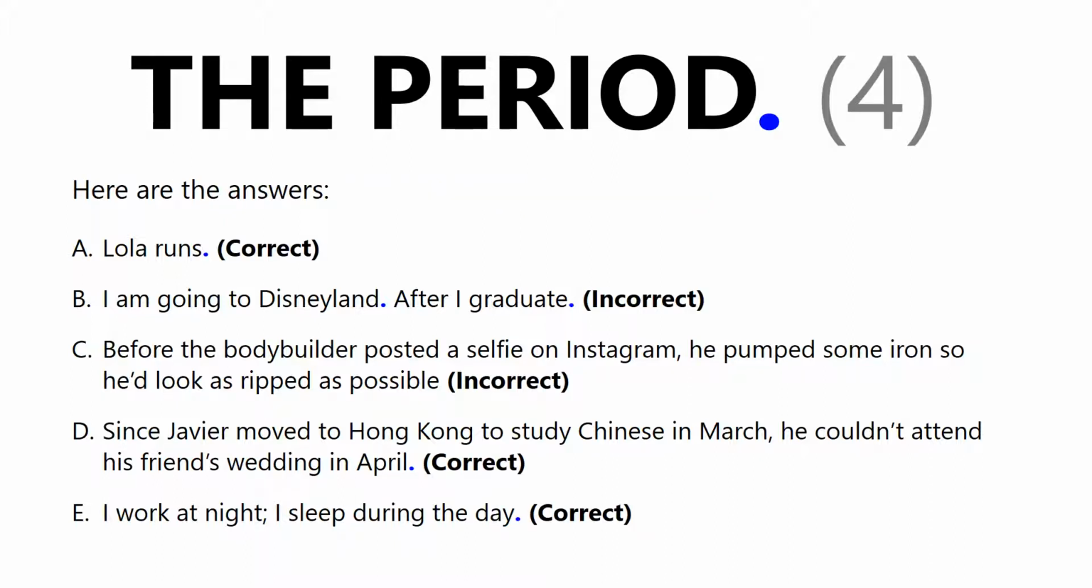Here are the answers. A. Lola runs. Period. This is an independent clause correctly ended with a period, so it's correct. B. I am going to Disneyland. Period. After I graduate. Period.